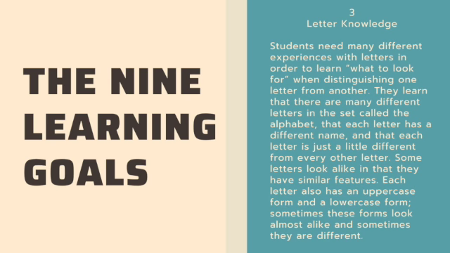Okay, so number 3, letter knowledge. Students need very different experiences with letters in order to learn what to look for when distinguishing one letter from another. They learn that there are many different letters in the set called the alphabet, that each letter has a different name, that each letter is just a little different from every other letter. Sometimes letters look alike in that they all have similar features. Each letter also has an uppercase form and a lowercase form. Sometimes these forms look alike, and sometimes they are different.